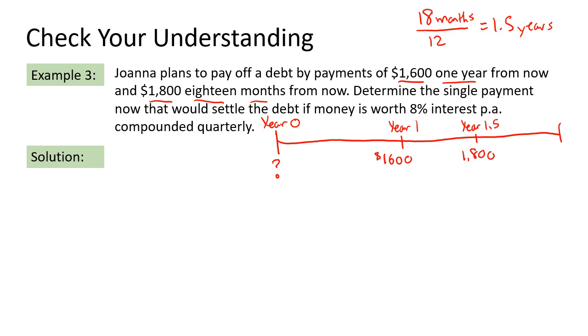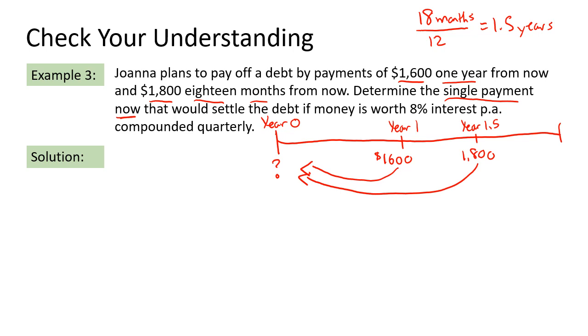All right. The date that we're trying to find, because we're trying to find a single payment now. So we're trying to say, instead of making a $1,600 payment in 1 year and an $1,800 payment 1.5 years from now, we need to find the equivalent value of those payments today. So that means we're moving into the past. So we know future values, the $1,600 and the $1,800, and we're moving into the past. So that means we need to use the present value formula.